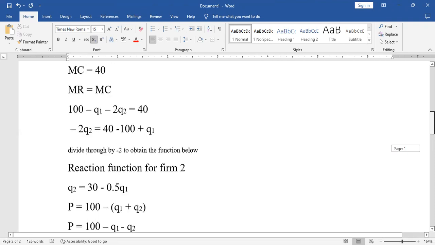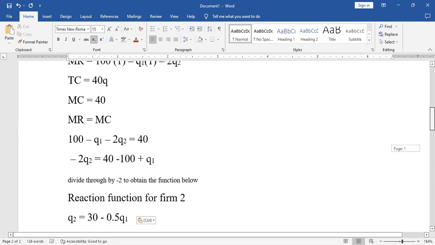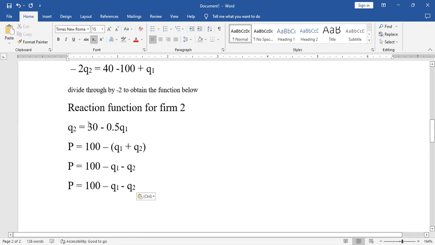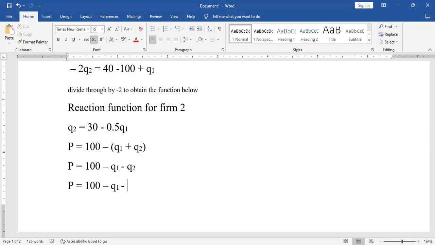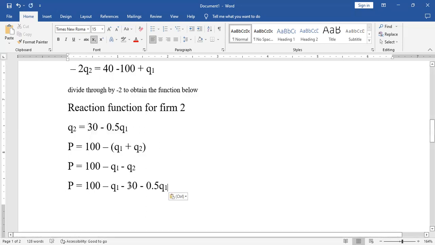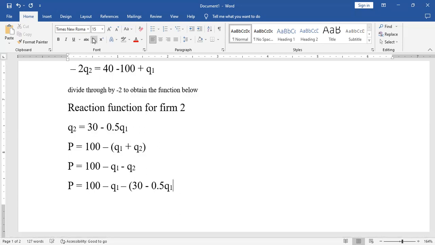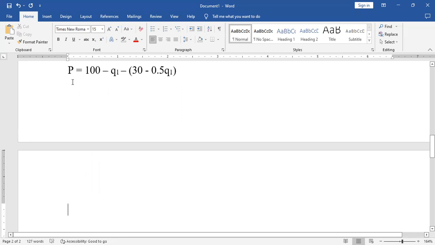The reaction function is here. So I'm getting the order of this to go and replace Q2 here. I'll grab it like that and put it in brackets so that the signs are not compromised. I have that now. From here, we can expand further.